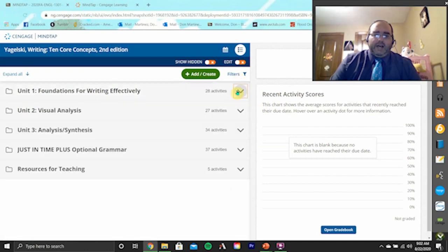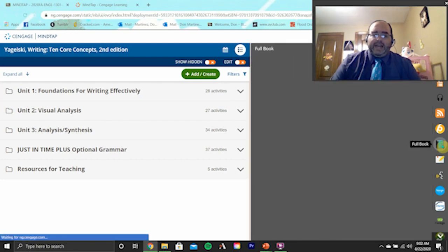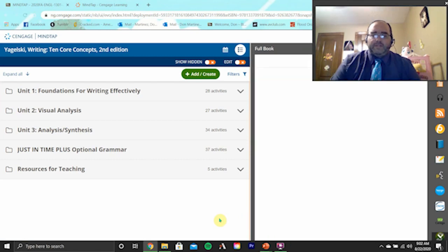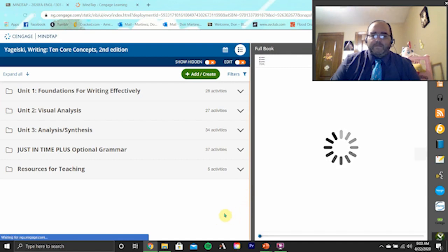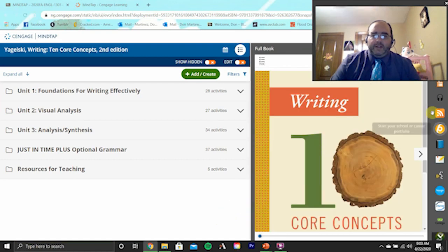Okay. Also, I want to make note over here, this little blue binder here, that is access to the full textbook. Okay. When you click on that, it'll take you to the ebook for 10 Core Concepts. We can wait here and you'll see it load. If it loads, I do apologize. I am on slow internet here. Alright, so this is 10 Core Concepts, and then you can just use the arrows to page through it. Okay?